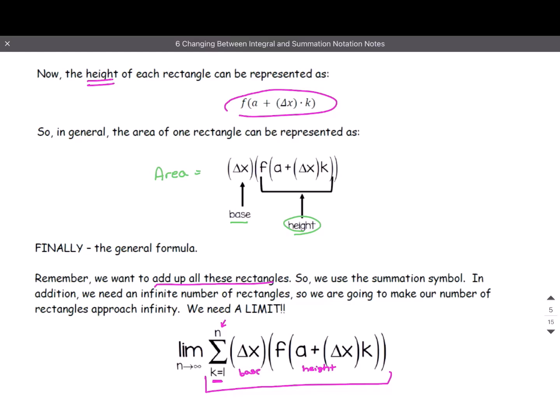And we're going to do it for each k value until we get to n, and we're going to add them all up. But we also need an infinite number of rectangles. So that means we're going to make our number of rectangles approach infinity. That's a limit. That's where this limit as n approaches infinity comes from. Okay? So far so good? You still with me?